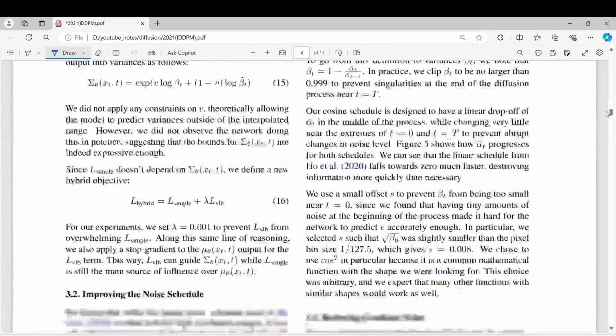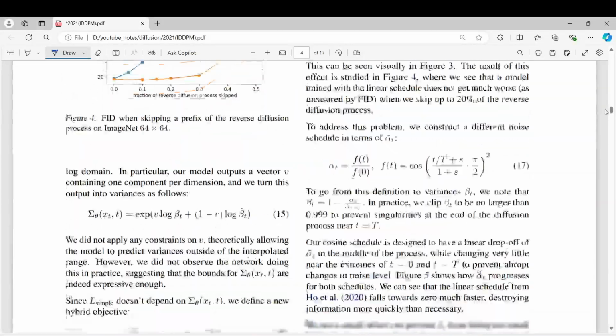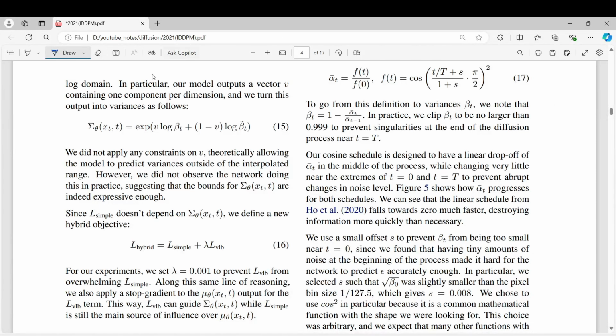And let's go on to another part. They are also defining something: in particular, our model outputs a vector v, containing one component per dimension. We turn this into a variance as follows. So this quantity is evaluated by this. The model will output this vector v, and we are going to compute using this formula. So this quantity is computed by this formula, and v is calculated by the model.